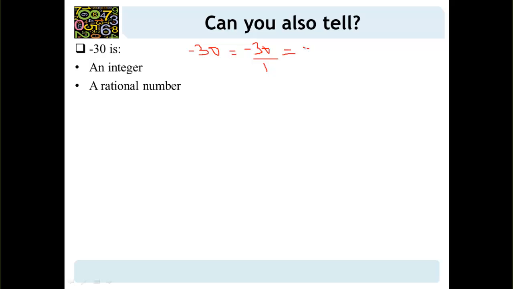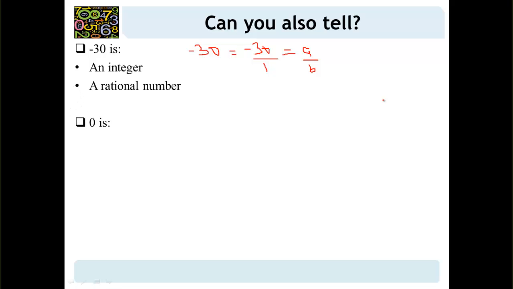You have expressed it as A over B. Now, A and B could be positive, A and B could be negative. So we have positive rational numbers and negative rational numbers. In this case, negative 30 is a negative rational number, but it is a rational number.